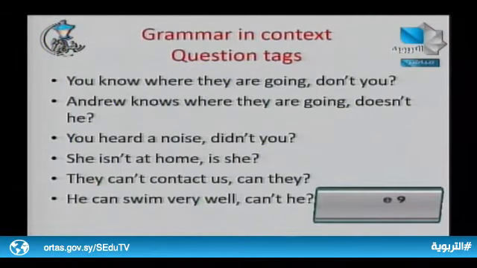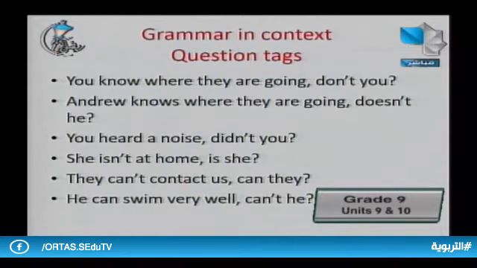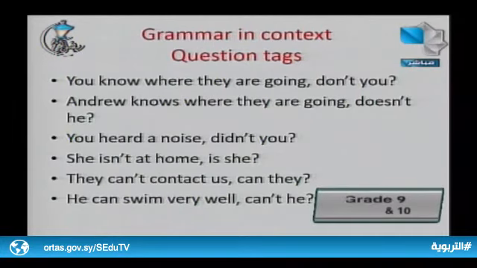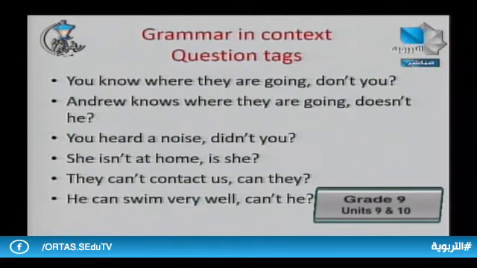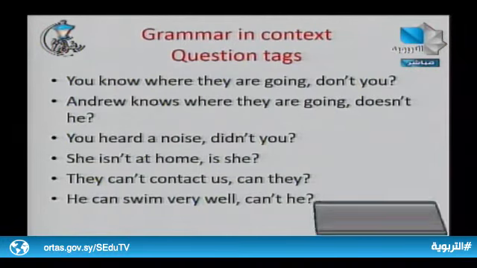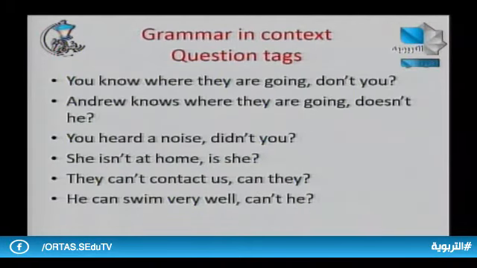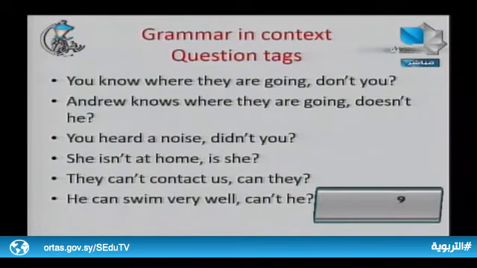The second example, dear students: Andrew knows where they are going. Doesn't he? Andrew takes does, and the whole sentence is affirmative, so we use the negative form in the question tag. We can know from the verb knows that it is simple present. We have s, so it is simple present. We use does, but in the negative form.